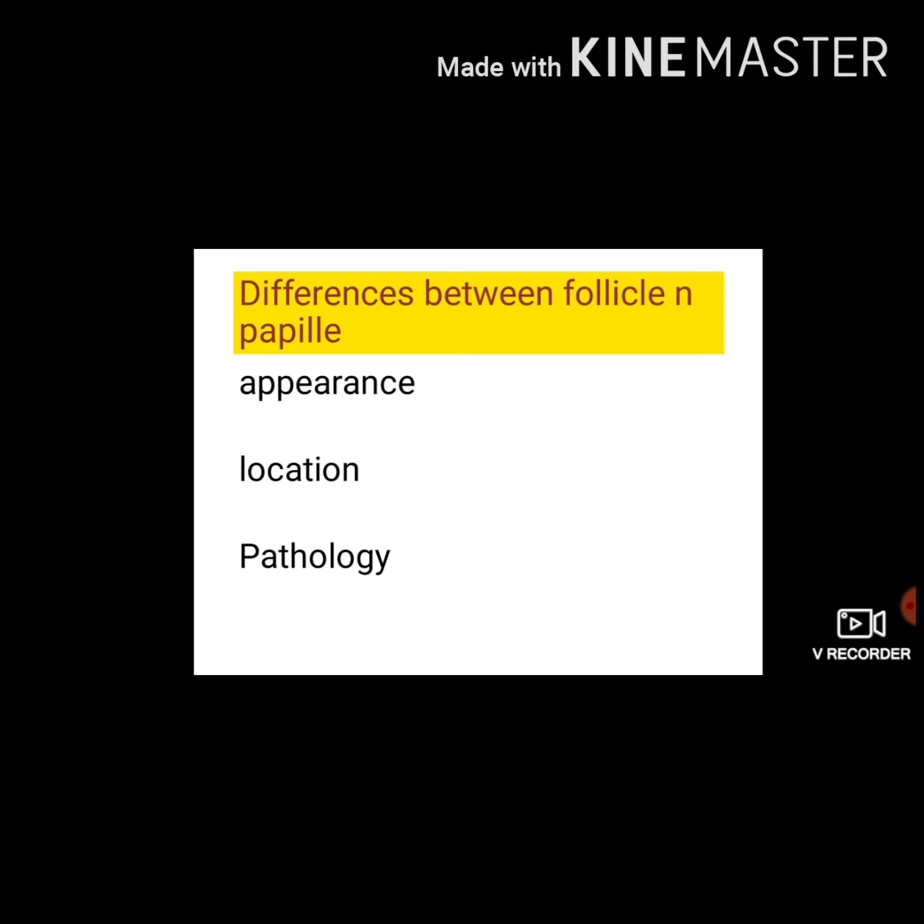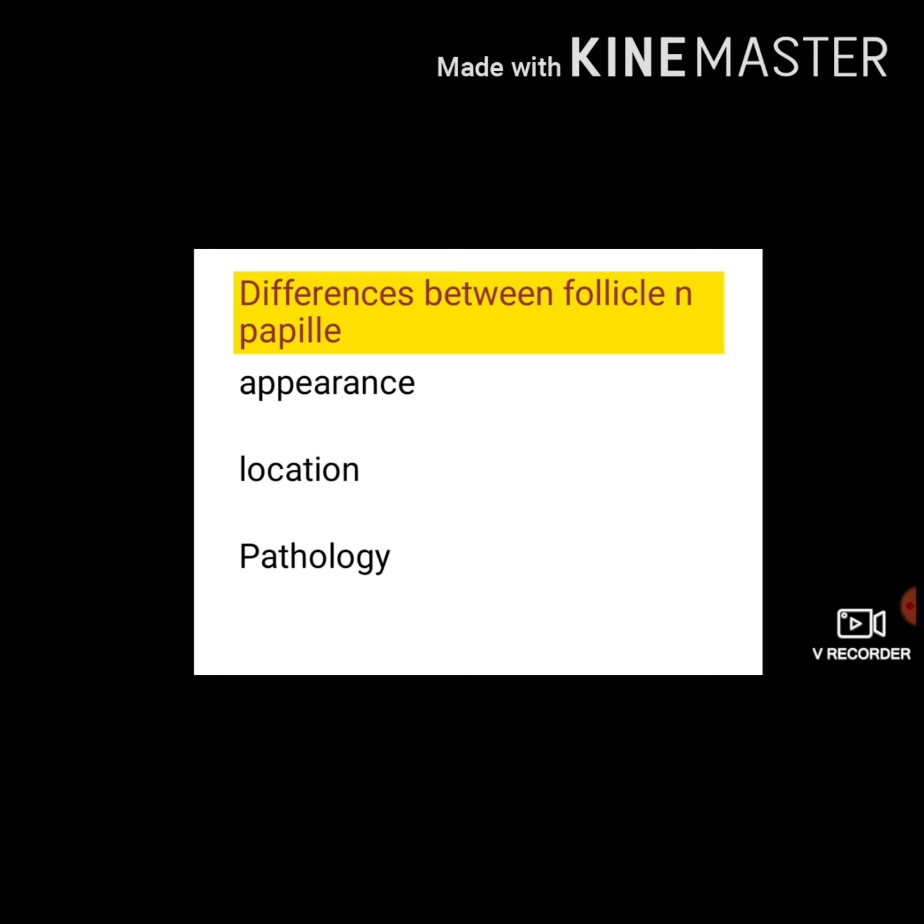Again, the most favorite question, the difference between follicle and papillae. So in this, you have to tabulate. In that, you write the first row, the appearance. The appearance of the follicle is like a boiled sago grain. Whereas the papillae are reddish, flat-topped, and give a red velvety appearance.